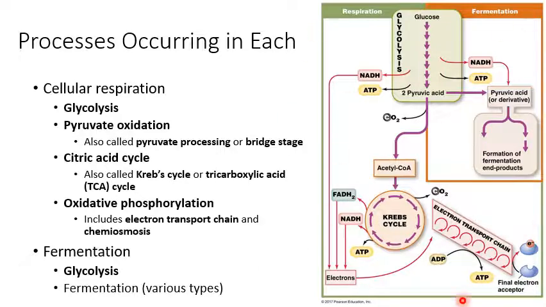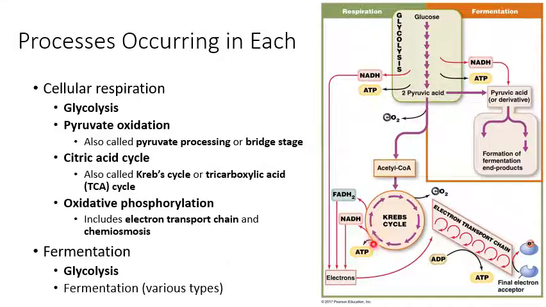This diagram is kind of summarizing the different processes in respiration and fermentation. You always start with glycolysis. Then if you're doing fermentation, after glycolysis you do your fermentation reaction, whatever it may be. If you're doing respiration, then after glycolysis, you do pyruvate oxidation. That is actually not shown in this diagram because it's really, really short. But it would be occurring right here where you have a carbon dioxide coming out. That's where you have pyruvate oxidation happening.